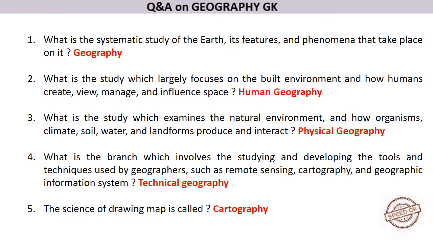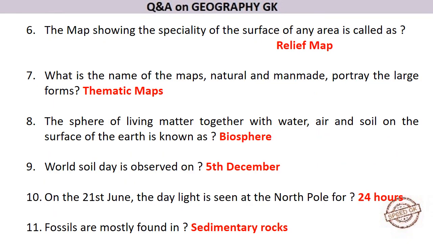What is the branch which involves studying and developing the tools and techniques used by geographers, such as remote sensing, cartography, and geographic information system? Technical geography. The science of drawing maps is called cartography. The map showing the speciality of the surface of any area is called a relief map. What is the name of the maps, natural and man-made, that portray the large forms?